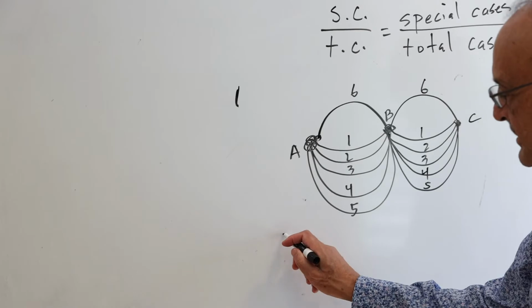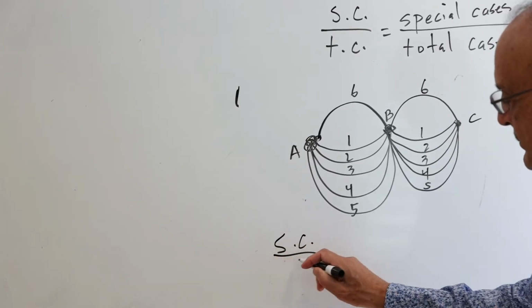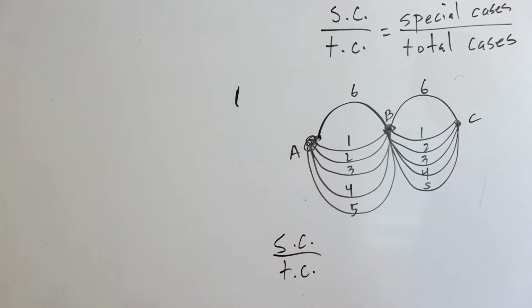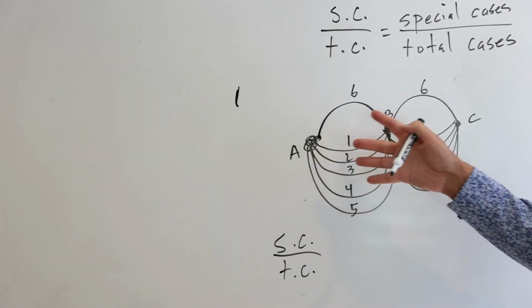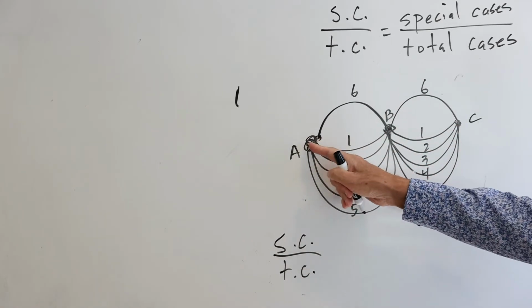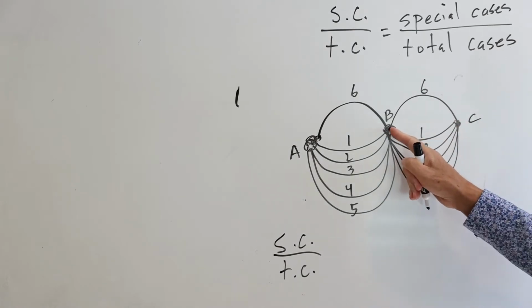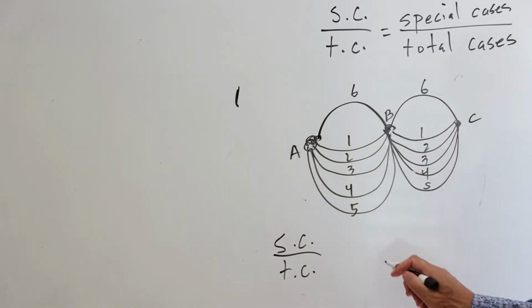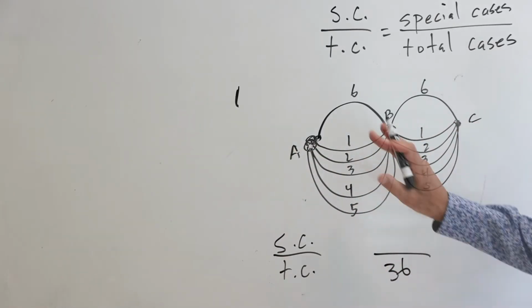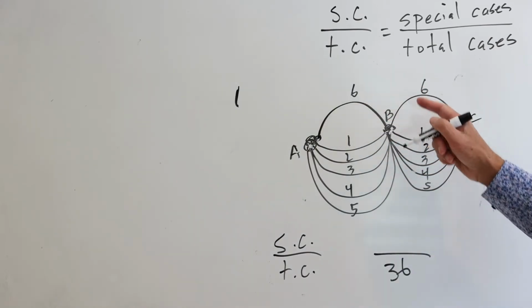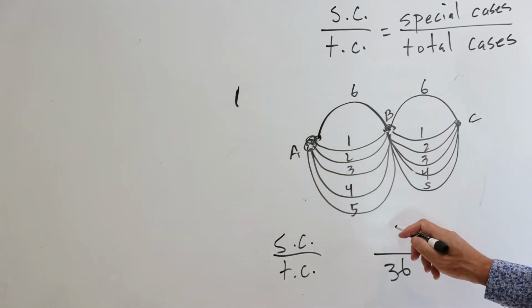Okay, so again, we're looking at SC over TC. So how many ways can you avoid rolling a 6 when you roll 2 dice? Well, the total cases is 6 times 6. How many different ways can you go from town A to town C passing through town B? So the answer is there's 36 ways you can get from town A to town C passing through town B. How many ways can you go if you don't use a 6? Well, then it's 5 times 5, 25.